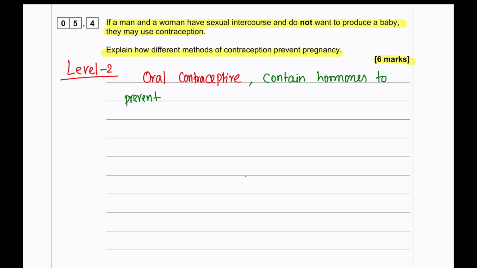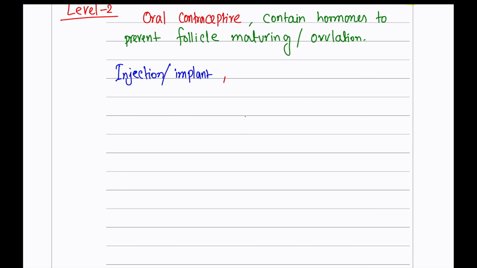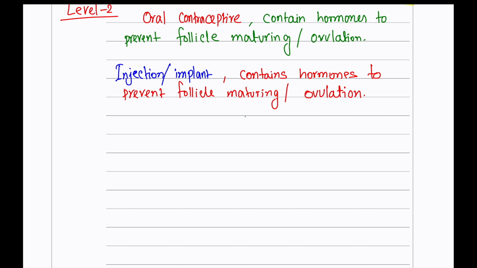Then the second method is injections or implants or skin patches. This also contains hormone to prevent follicle from maturing or prevents ovulation. Then there is condoms or femidoms. These are barrier methods. This prevents sperm from reaching eggs and thereby prevents the sperm entering the woman's body or vagina. So since the sperm cannot enter the woman's body, the sperm is unable to fertilize the egg cell.